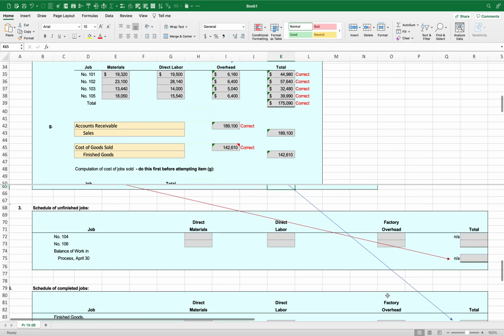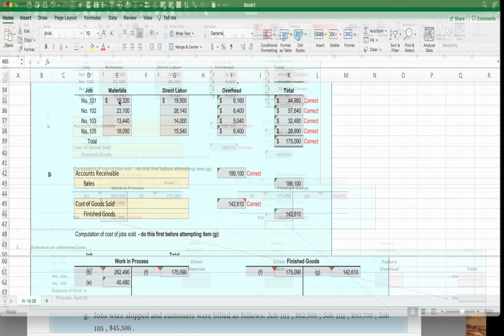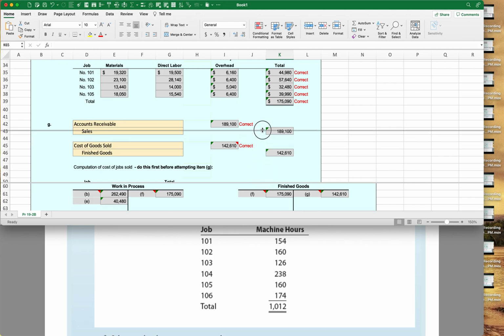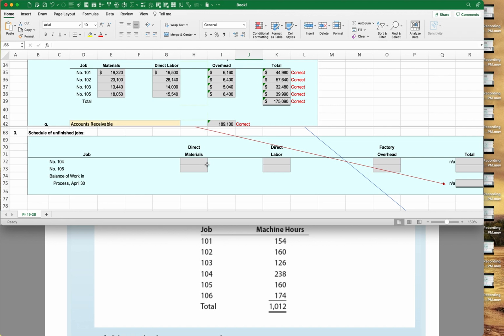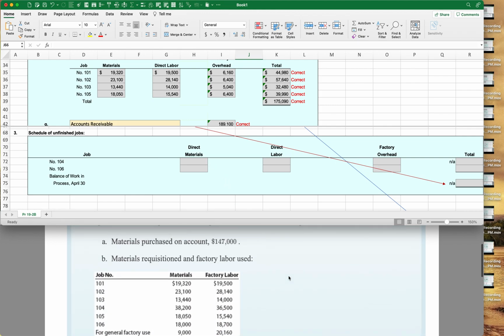Do we have anything in the unfinished jobs? Sure, we sure do. 104 and 106 were never finished. Nonetheless, we can use the same logic we have been all along to determine their direct material, labor, and cost. And I'm going to just go ahead and move this so we can see all of that a little bit better still. So if we were to look at unfinished jobs, specifically in item 3, which are 104 to begin with, we know now how to compute the costs per job.